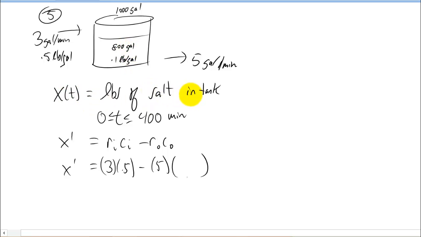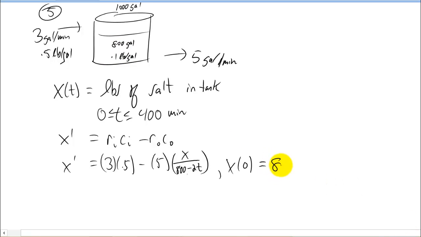Well, we set up a variable for that. It changes. What is the volume of the tank? Well, that changes too. It starts at 800, but for every minute that passes, we subtract 2 gallons. So 800 minus 2t. As far as an initial condition goes, x of 0 is the pounds of salt in the tank at time 0, which can be found by just multiplying the concentration times the volume at time 0. That's going to be 800 times 0.1, which is 80 pounds.